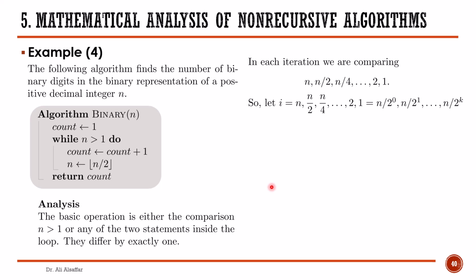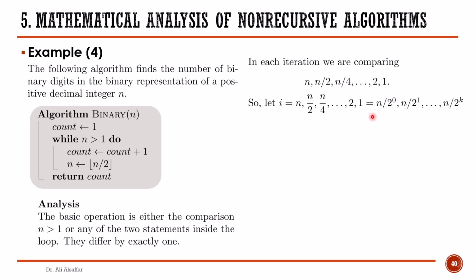To determine the total number of comparisons, including the final one that causes the loop to terminate, we should track the values of n at each step. Since n is divided by 2 in every iteration, the comparisons happen for n, n over 2, n over 4, and so on, continuing until n becomes 1.